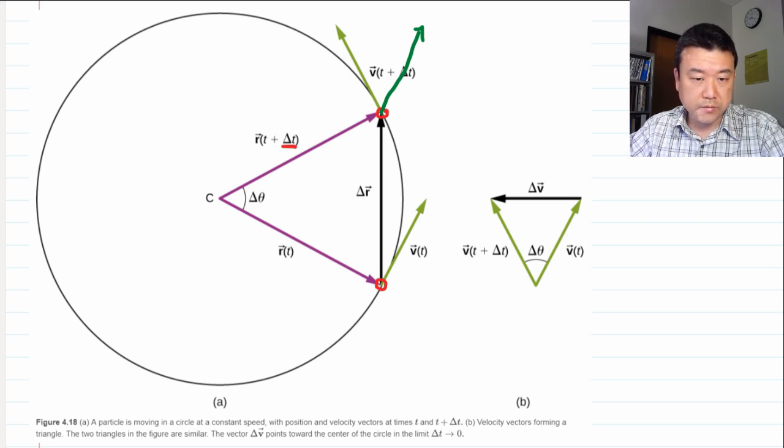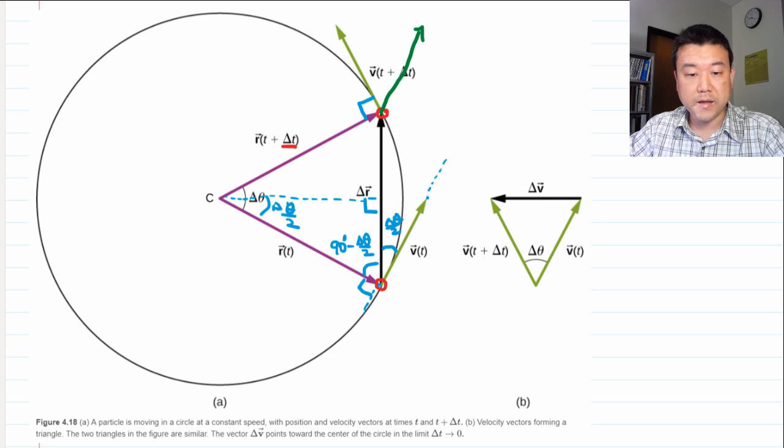So the tangent direction to the circle is perpendicular to the radius. And what that tells me is, since you have a 90-degree angle here, this is 90 degrees minus delta theta over 2, because this is delta theta over 2. So the angle here is delta theta over 2. And these two arrows that I've drawn are parallel to each other. That's what you get when you translate a vector so that you draw the same vector elsewhere.